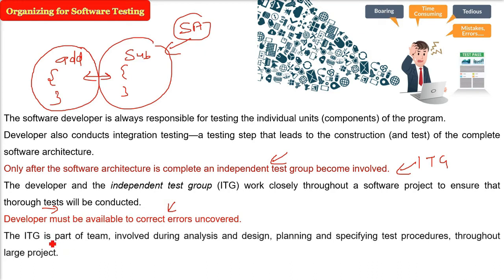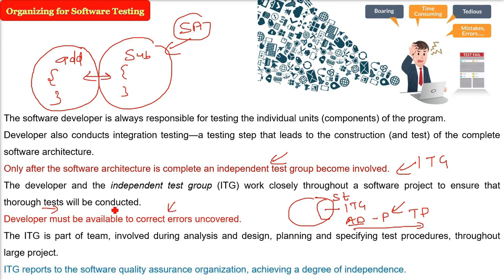So ITG can be a part of a team. For example, there is a whole project team. So there will be an ITG team, that is quality assurance, quality control, the testing team you can say. And they're involved during the analysis and design also, planning and specifying the test procedures throughout the large product. If the system to be made is a large project, from initial to the end level, they will be involved. Because testing is all about checking every time. So checks have to be there. This is the ITG role.